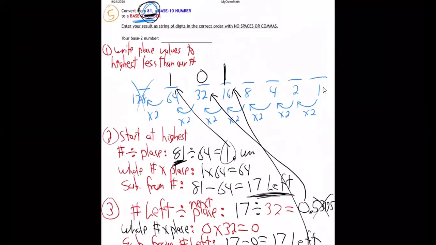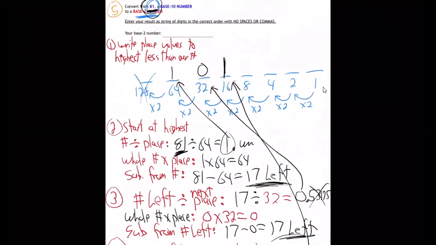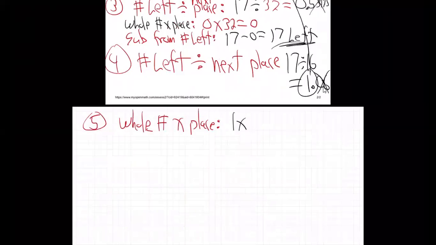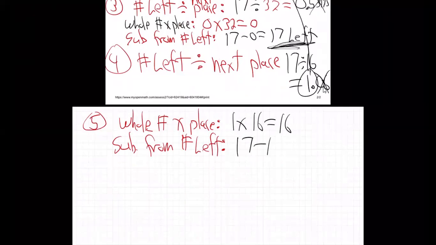What is that place? We're in the 16th place, right? This is 1 in the 16th place, isn't it? So 1 in the 16th place, that's 16. Subtract from the number that's left. What number is left? Right here, still 17. Subtract 16, that is only 1 left.